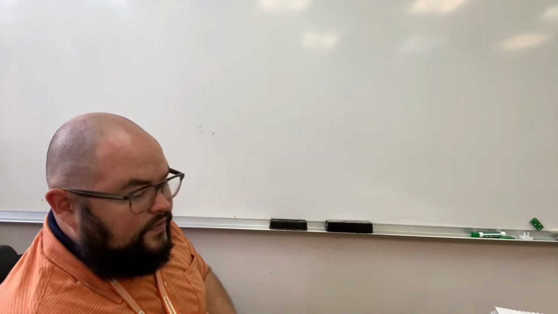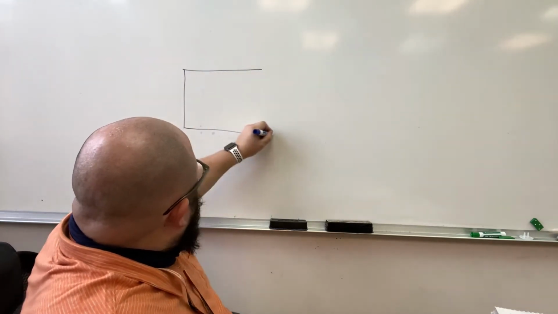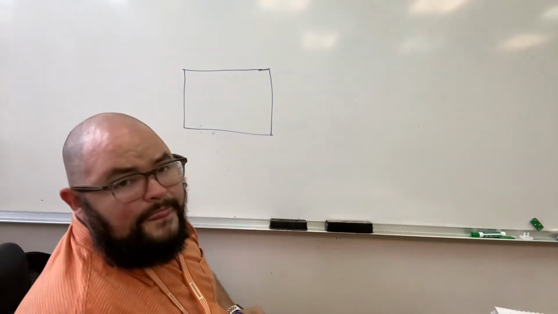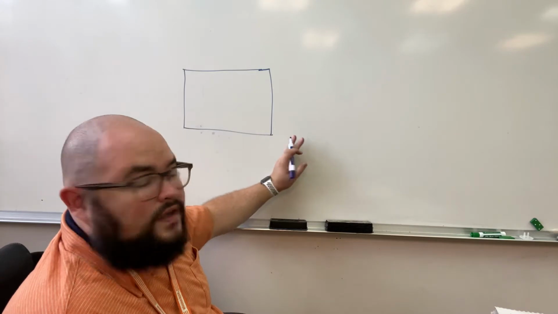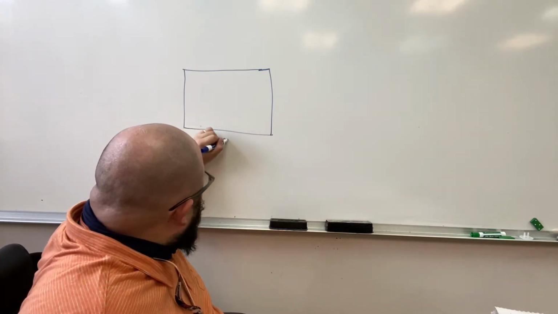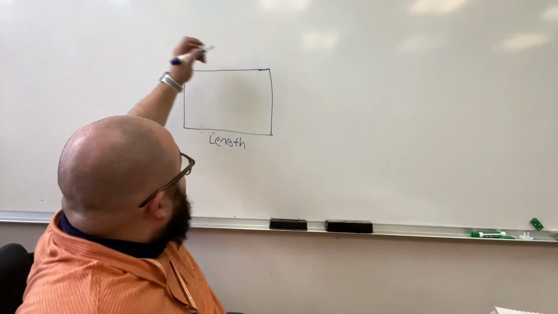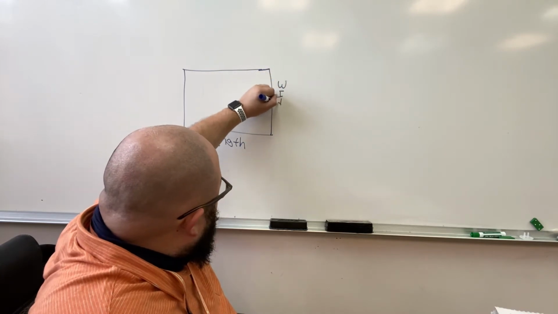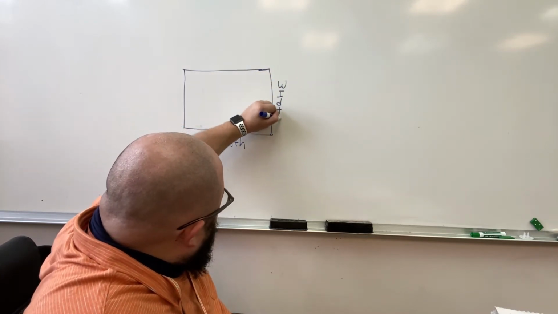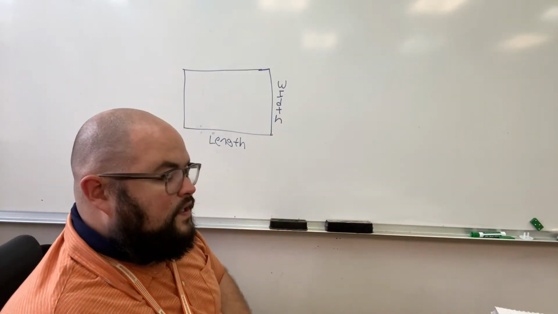Now, I've got a few different ways of doing things here. Remember, when we were looking at a rectangle here, length are the long sides, the bottom, how long it is. So this is length times width. Okay, I'm going to write it over here. Length and width. There's a few different ways we can do this.